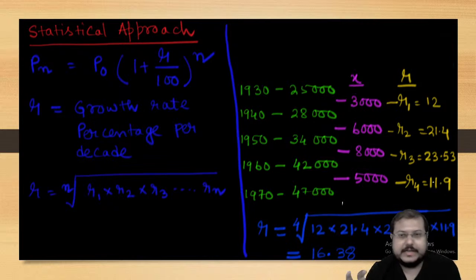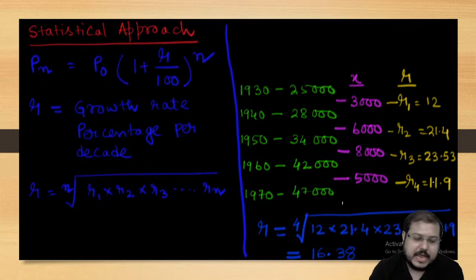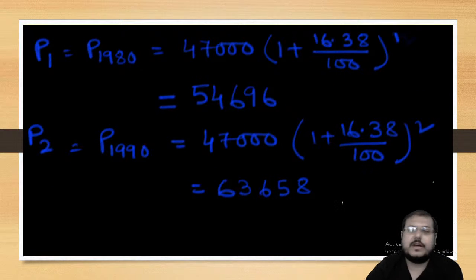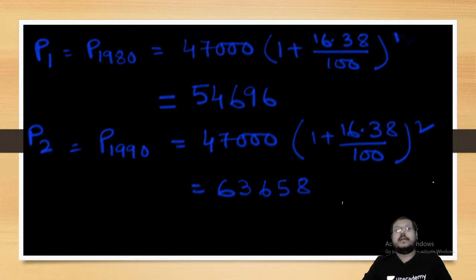Once again the same problem is listed here, and in it the values from 1930 to 1970, the x values and r values are given, and the r value is estimated here. From that, P1, P2 values are estimated using P0 into (1 plus r by 100) whole to the power n. We have seen that on the basis of the same past data, with the arithmetic method you get a lesser value, while with the geometric method you get quite a higher value, so there is quite a good difference in the estimated population.